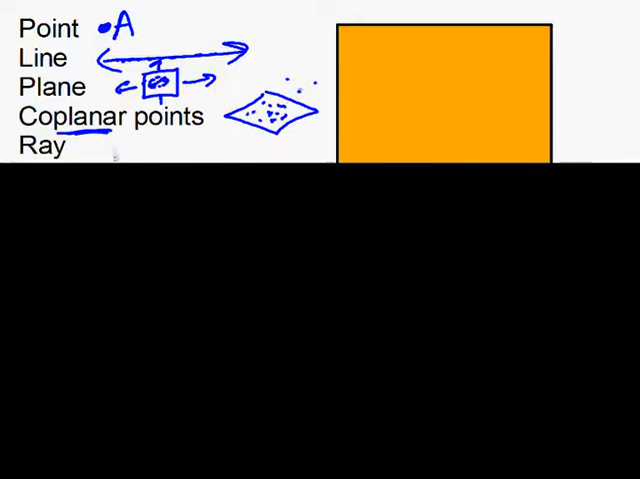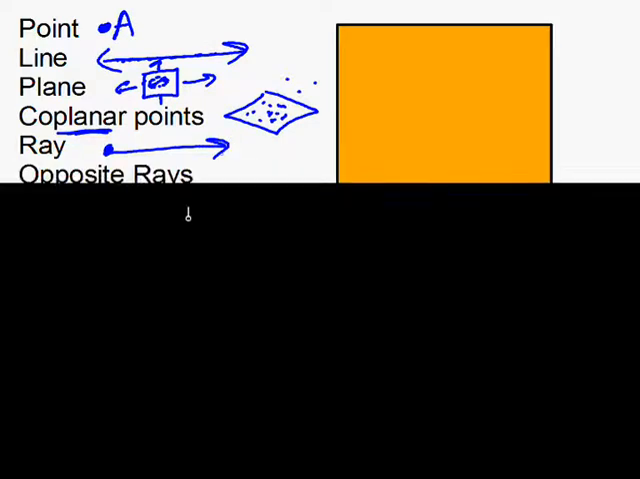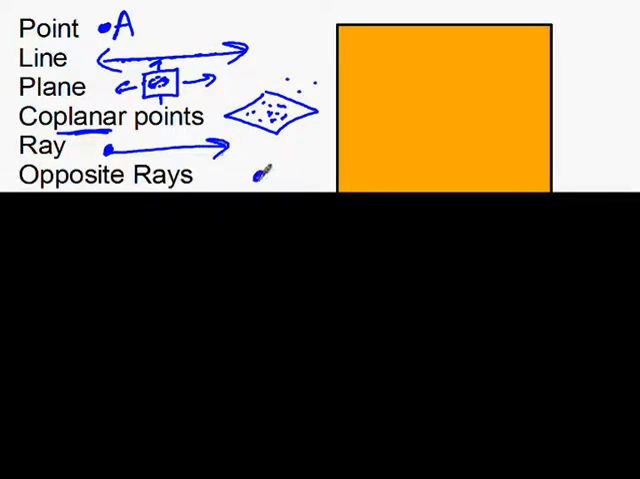A ray is when we start with an endpoint and then we shoot off forever and ever, just like rays coming from the sun, sunshine rays. Opposite rays: when we have a point here and we have a ray going in that direction and another ray in the opposite direction, hence opposite, a ray goes this way and that way.